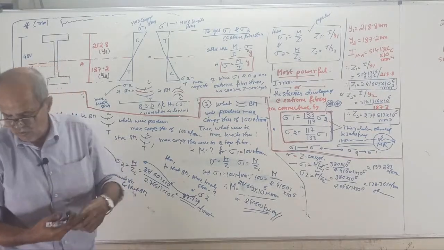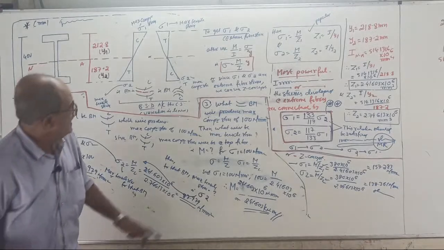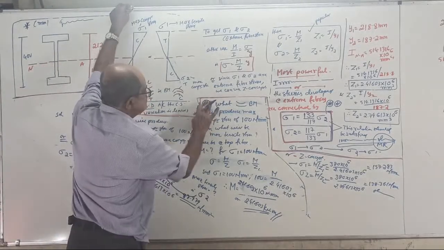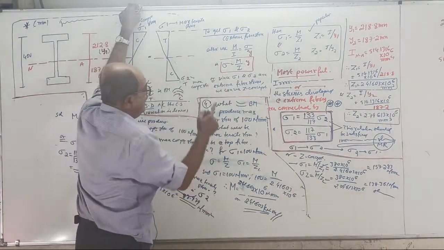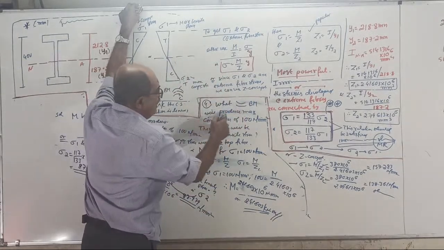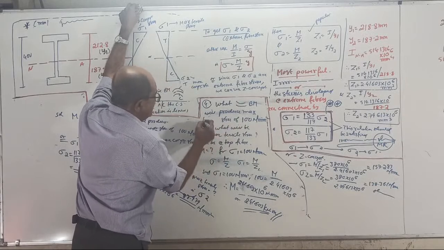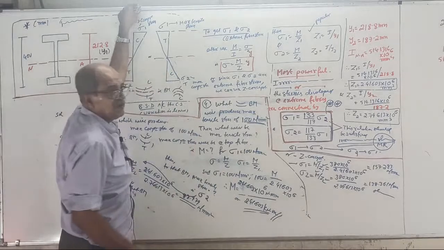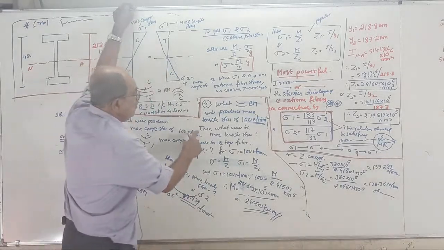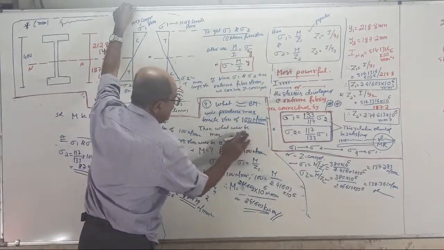Yes. Okay. Now I am asking question 4. What sagging BM will produce a maximum tensile stress of 100 Newton per mm square? Then what will be the maximum compressive stress?